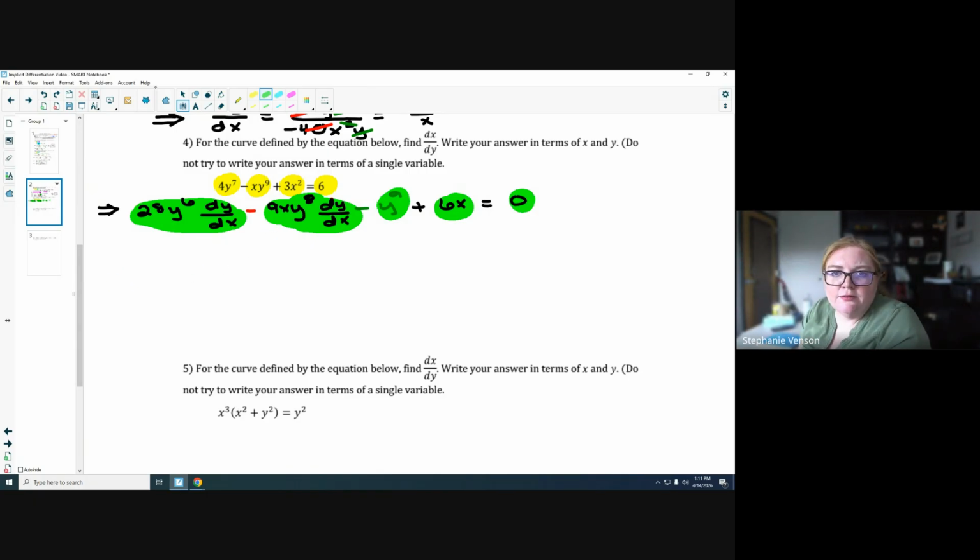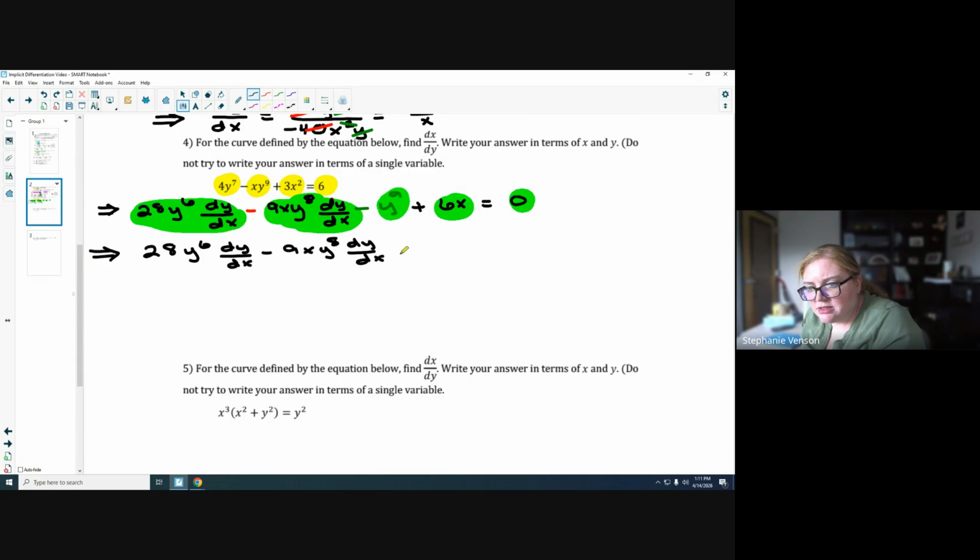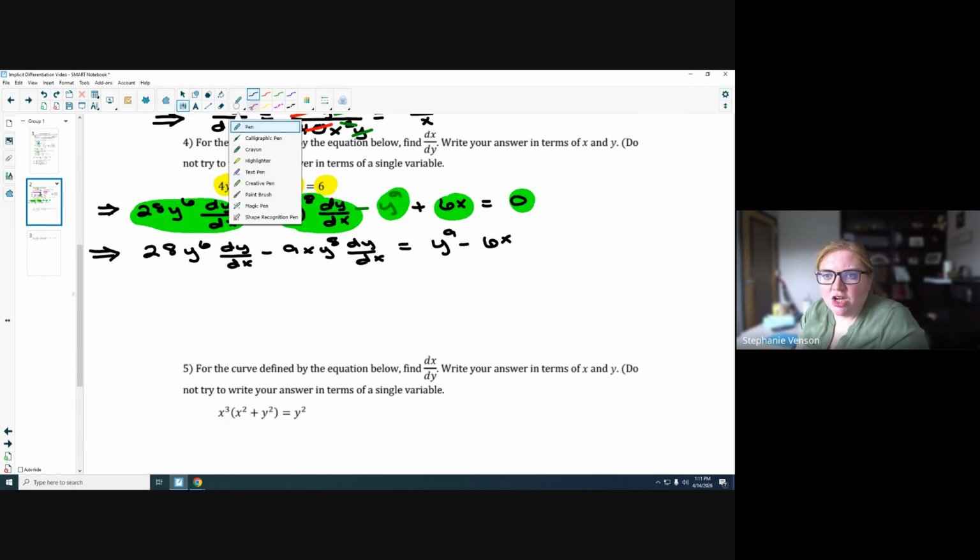Okay, so we have 28y to the 6th dy dx minus 9xy to the 8th dy dx equals. Now I've added over the y to the 9th, so I'm going to put y to the 9th and subtract it over the 6x, so minus 6x. So now my two terms that contain a dy dx are on the same side, right here and right here.